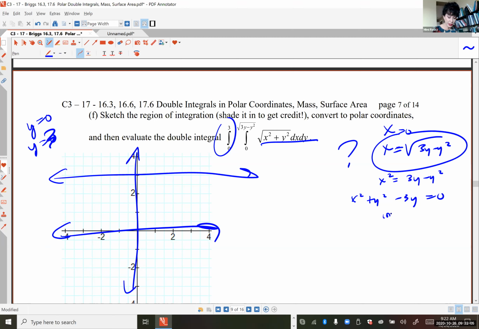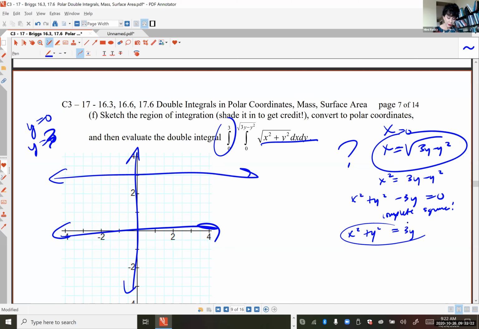And can you guys say complete the square? Yeah, I know, right? You're like, oh man. Well, you don't have to. Let's just leave it for now. Let's leave the 3y over there.